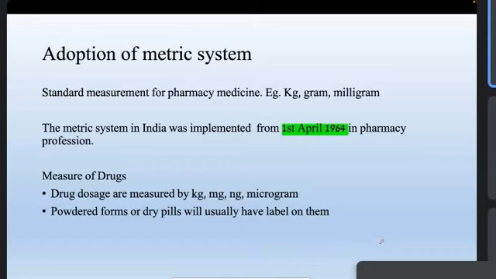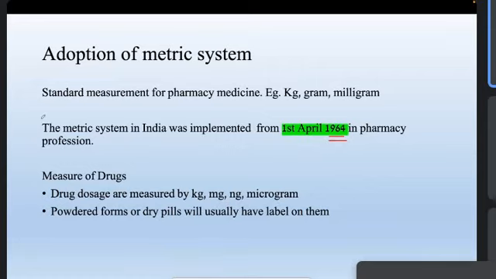Okay, so this imperial system was quite difficult for us to use because we are not very aware of all their ounce and pounds, and it was difficult for conversions to happen. So metric system was implemented in India in 1964. Okay, so basically metric system is the day-to-day things what we use: kg, gram, milligram, microgram, nanogram, all those things. And in case of powdered forms or dry pills, they will usually have a label on them as to what it is called. Okay, but otherwise it is only kg, mg, micrograms that we commonly use.